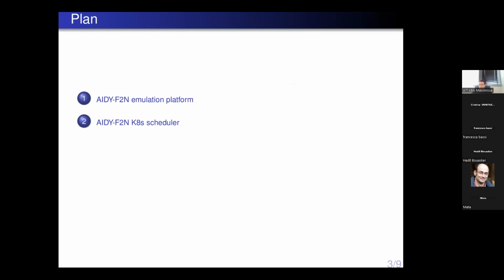In this presentation, first I'm going to show you the emulation platform we're using in IDF2 to test our solutions. By the end of this presentation, I hope you will know all the steps to deploy a 5G network, a core network and a radio part. So it will be like a real core network. You can have a real 5G network on your machine. And then I will talk about our Kubernetes scheduler.